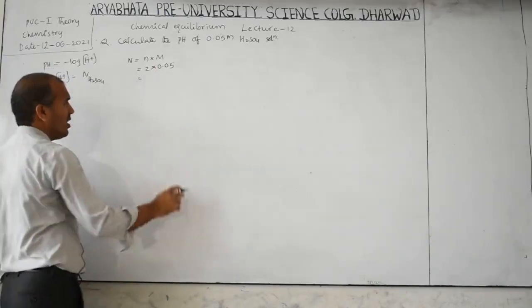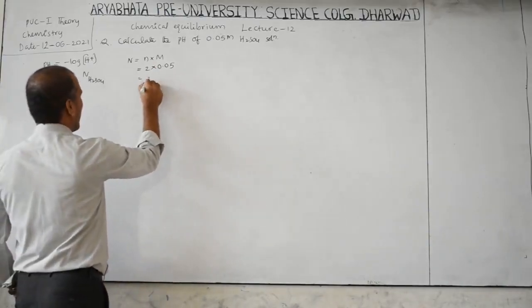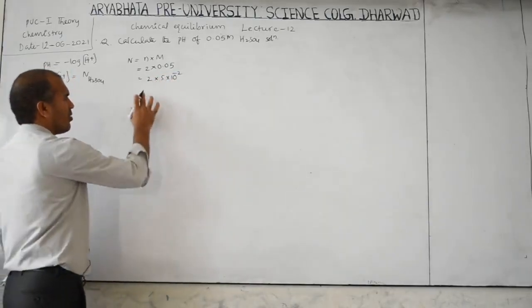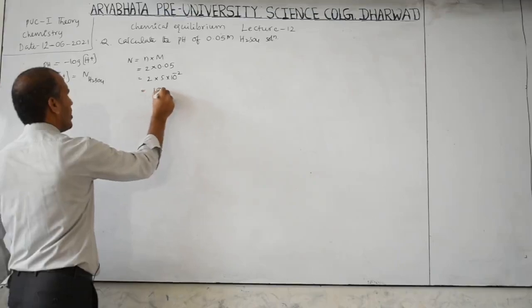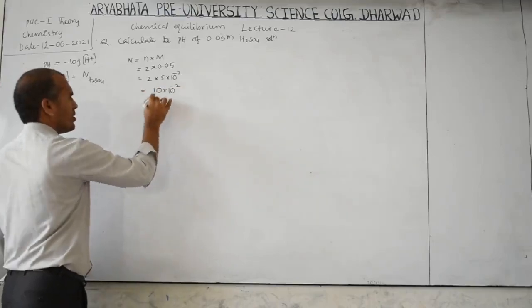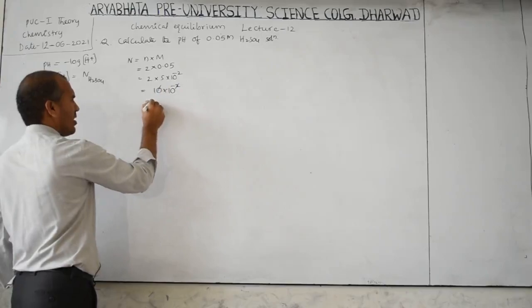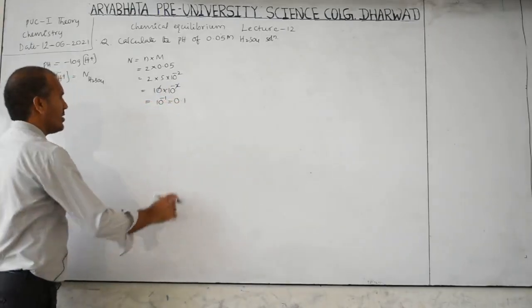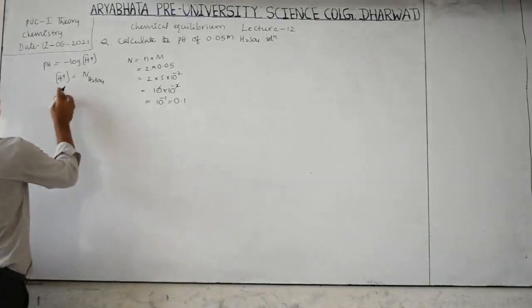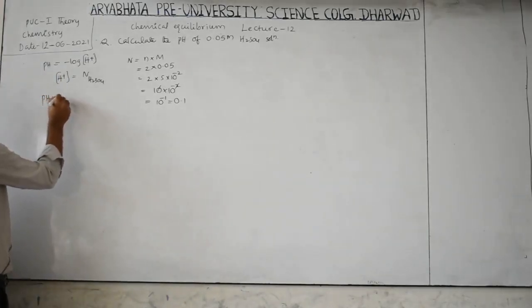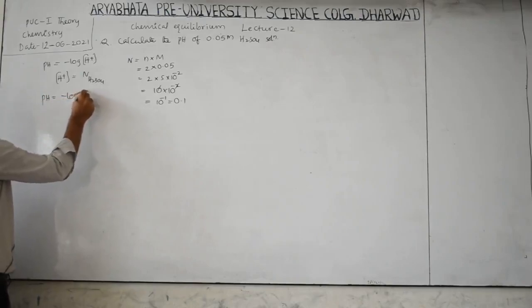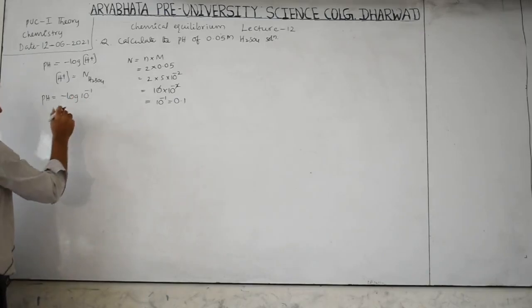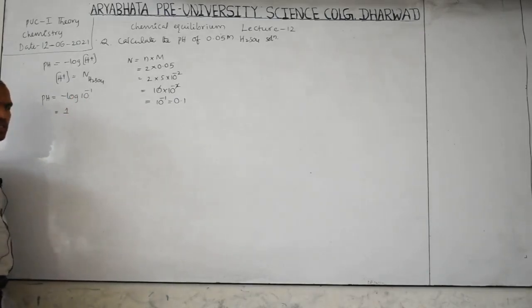If you feel confusion, you make it like this: 2 into 5 into 10 power minus 2. Therefore 2 into 5 is 10, and this is 10 power minus 2, this 10 cancels, therefore 10 power minus 1, nothing but 0.1. This is normality. Now put in this formula. pH is equal to negative logarithm of 10 power minus 1. This is log e power x form, minus into minus plus, then 1. pH is equal to 1.